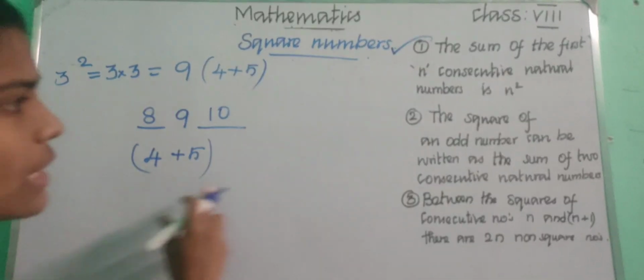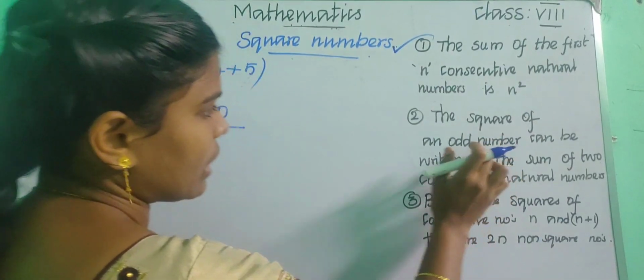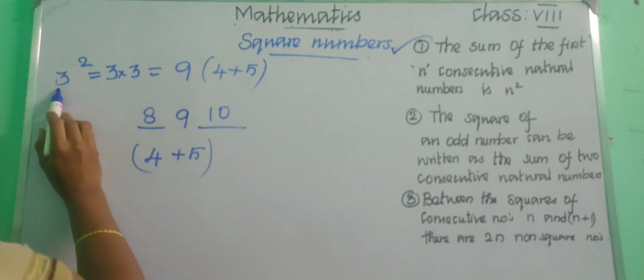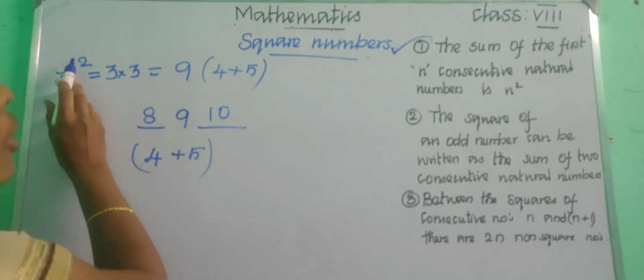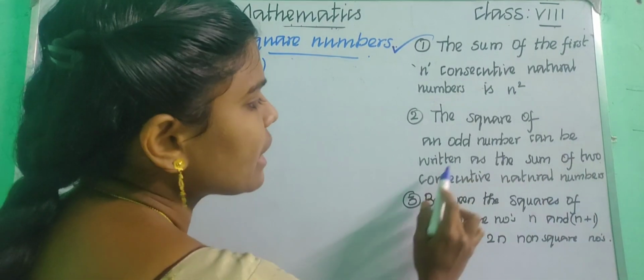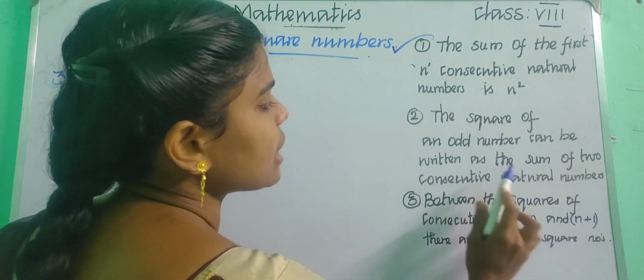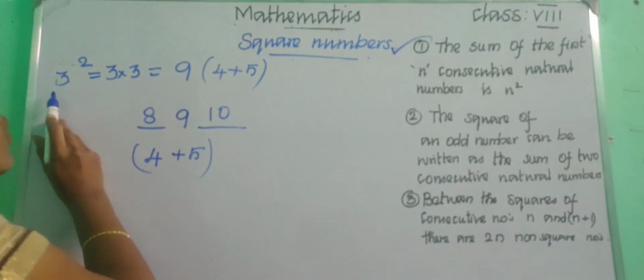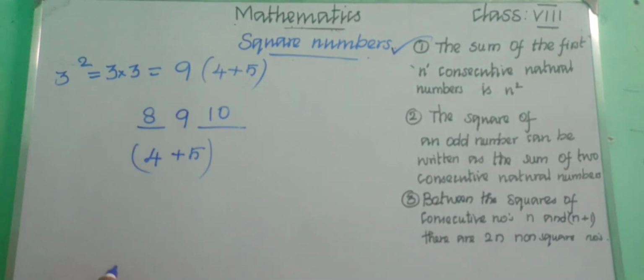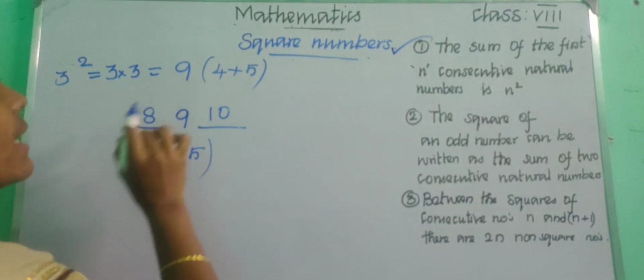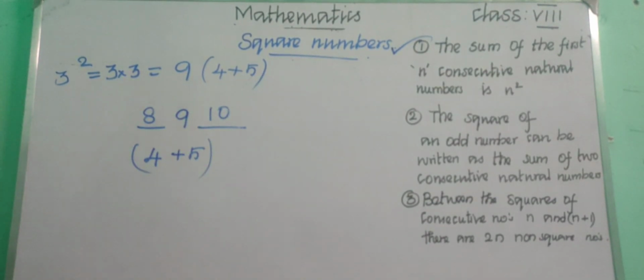Okay, children. Can you all understand the square of an odd number? What is the odd number chosen here? 3. So the square of an odd number can be written as the sum of two consecutive natural numbers. What is 3 squared? 3 squared is 9. We can write this 9 as 4 plus 5. Okay, children, so let us check for another one.